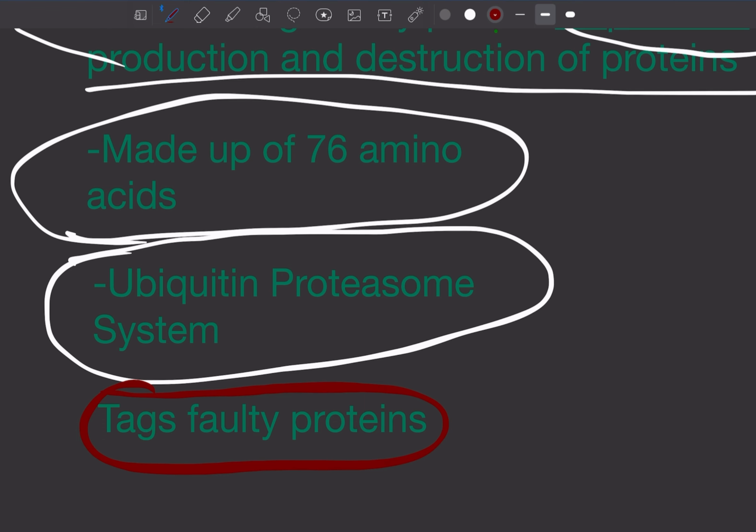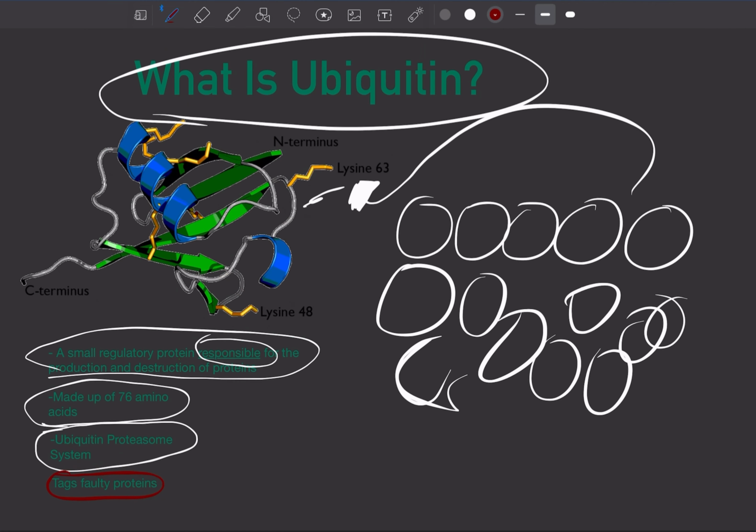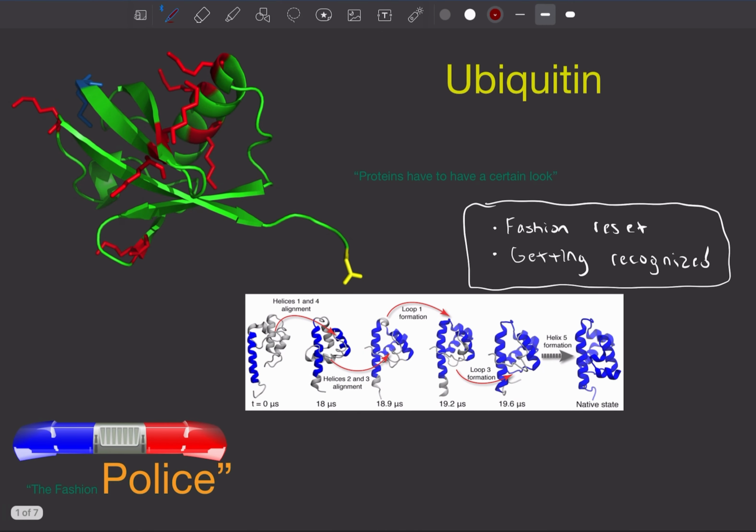Faulty proteins, meaning they are not good. They may not be folded correctly, they're not functional. So what ubiquitin does is tag them, and it's like poking at someone: hey, this guy, he's not fashionable, he's not cool, he doesn't look good. And that's when another enzyme comes in and degrades that non-fashionable protein. So again, let's go back, because I really want to stick this into everyone's head. Ubiquitin is the fashion police.